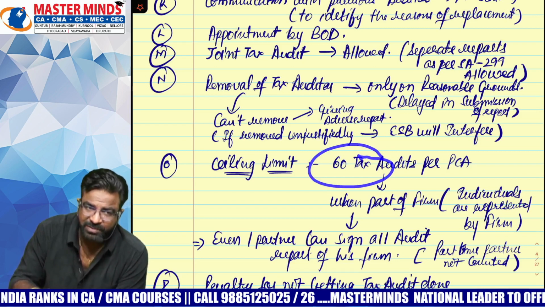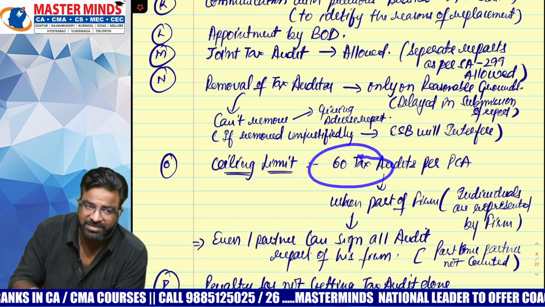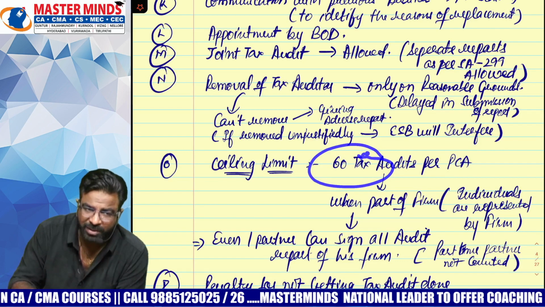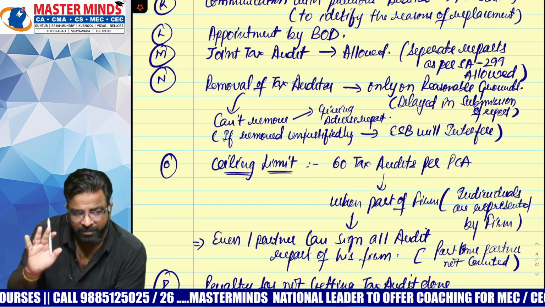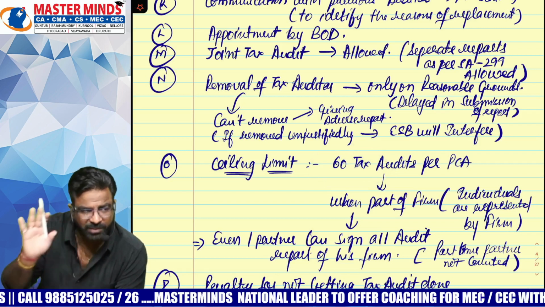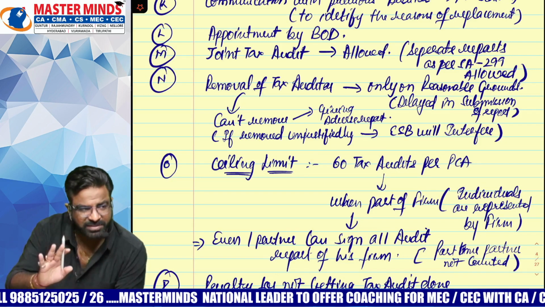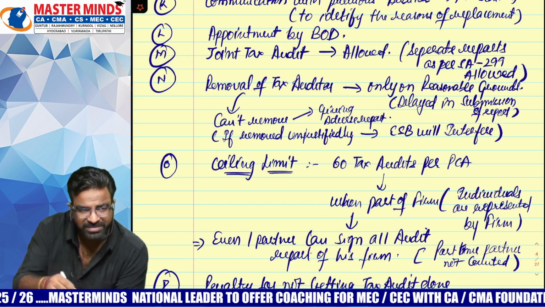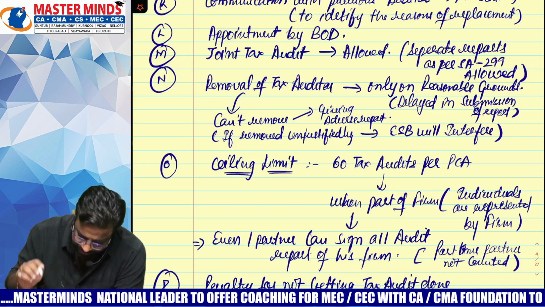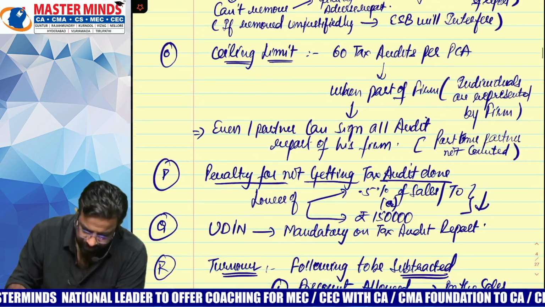60 tax audits for a CA or a practicing CA. And other than you, who can sign all? Your partner. The rule will remain the same. Can a single partner sign all the tax audit reports? With 10 partners, 600 reports can be signed by one. But he has to be your partner, and he should be in practice. The same point is applicable, right? Next one.